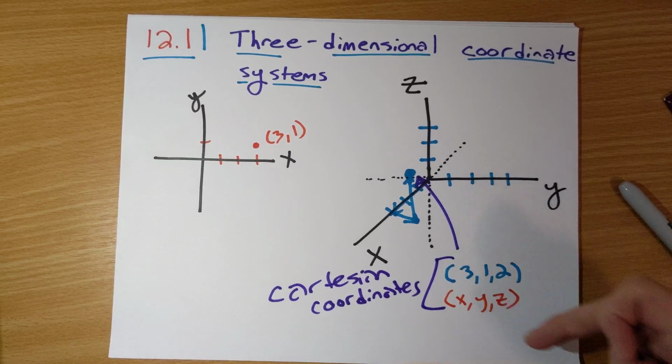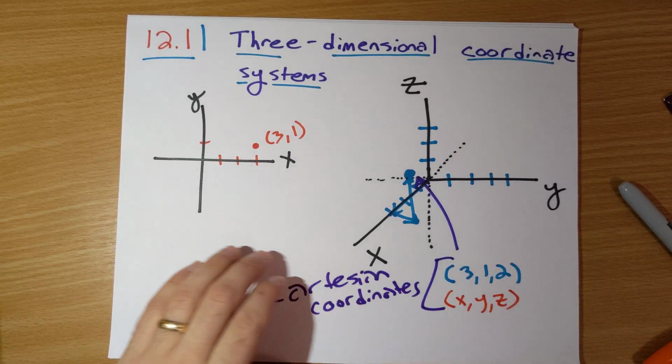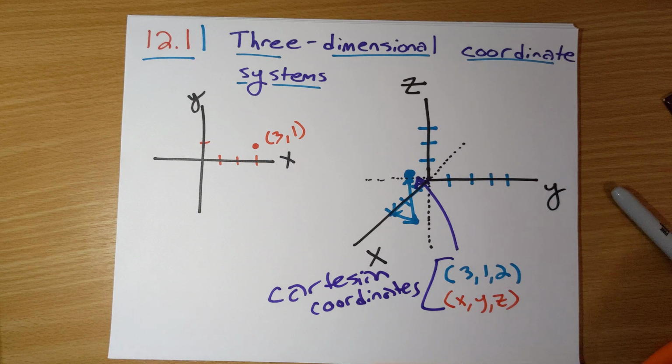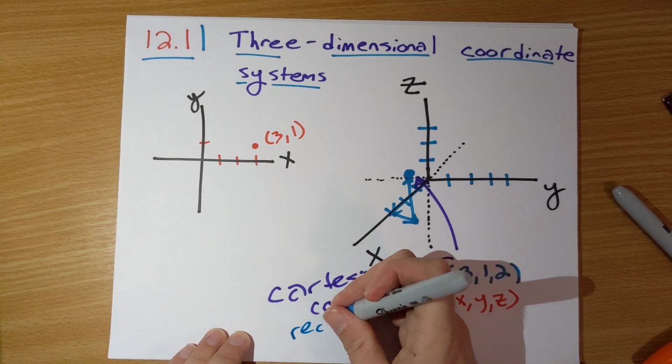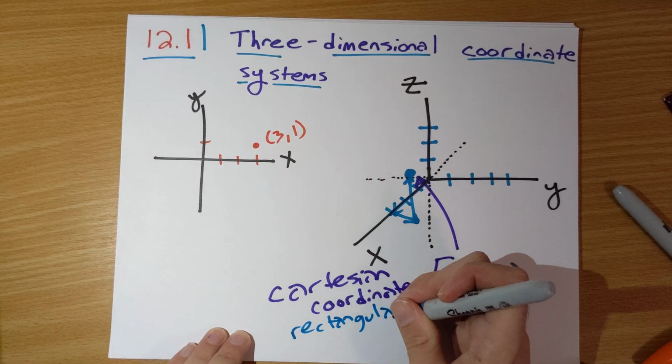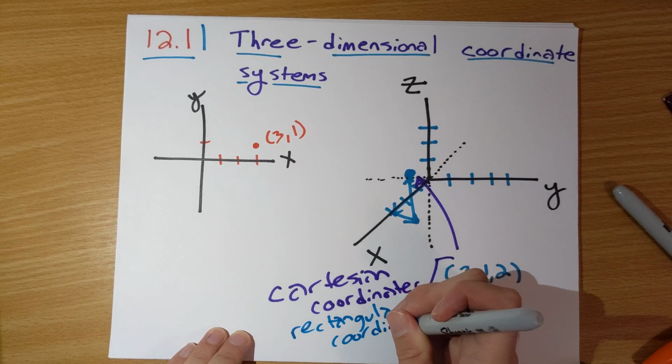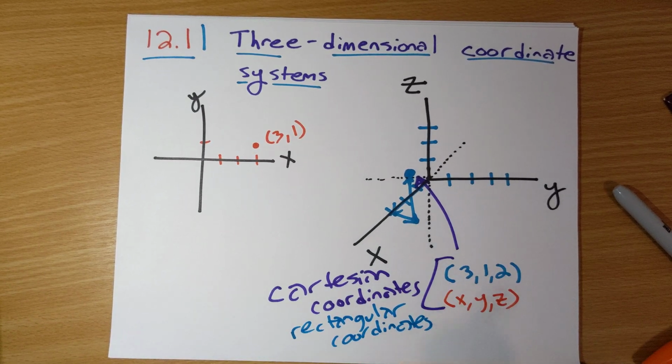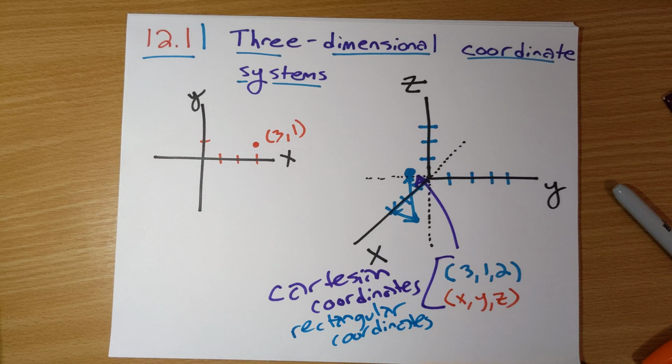This is x, this is y, this is z. And so these are Cartesian coordinates. These are also called rectangular coordinates. We will in the future in this class learn other coordinate systems. So right now this is rectangular coordinates.